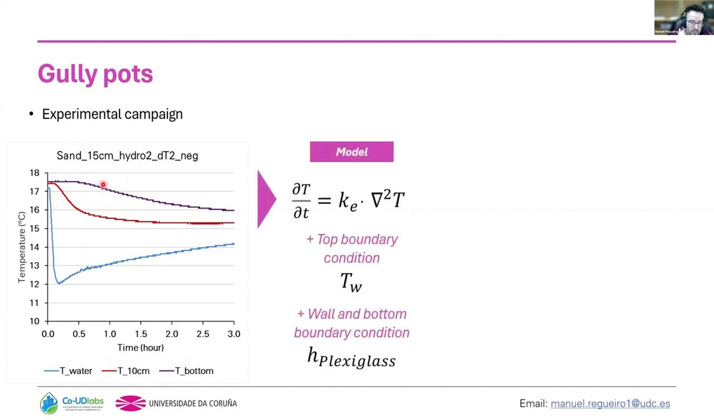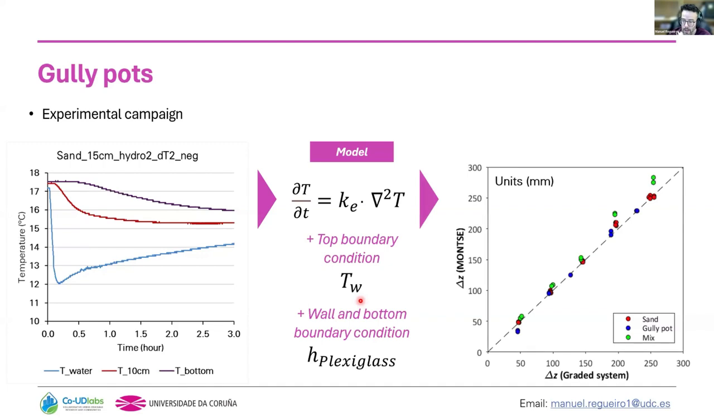In order to get the information of the sediment depth, in this case, we use again the heat transfer equation with a top boundary condition, which is the water temperature, and wall and bottom boundary conditions in order to reproduce the heat conduction in the walls and in the bottom. And comparing with the reference measurements, we also obtain a high accuracy of the estimations, with mean average errors less than 1 centimeter and maximums less than 3 centimeters.